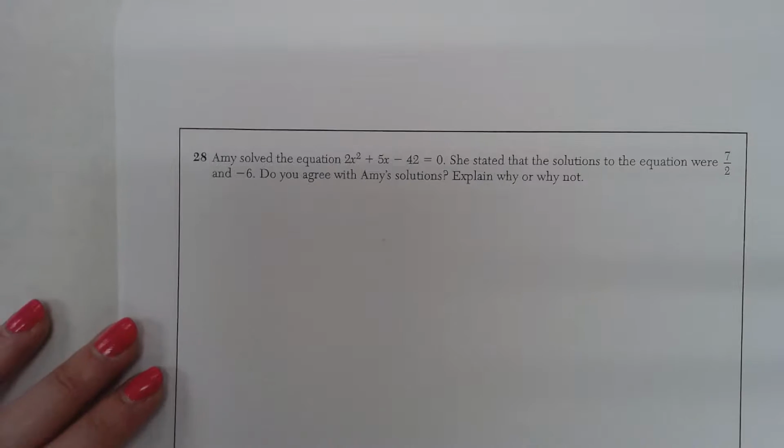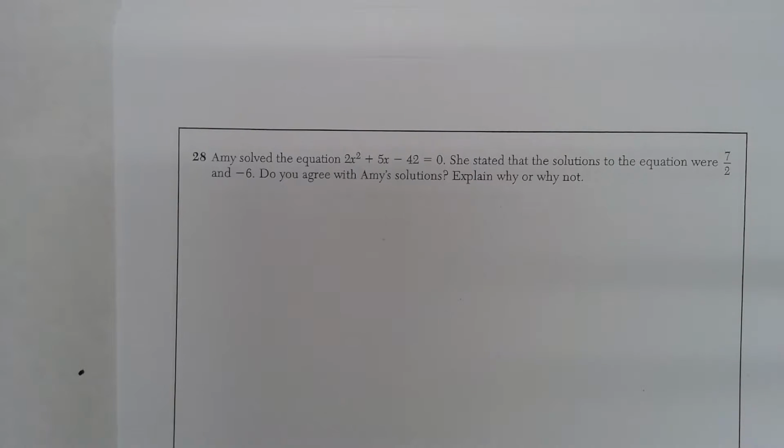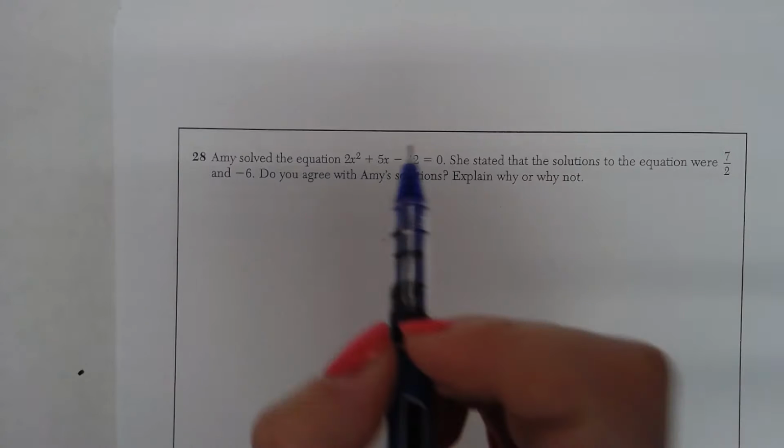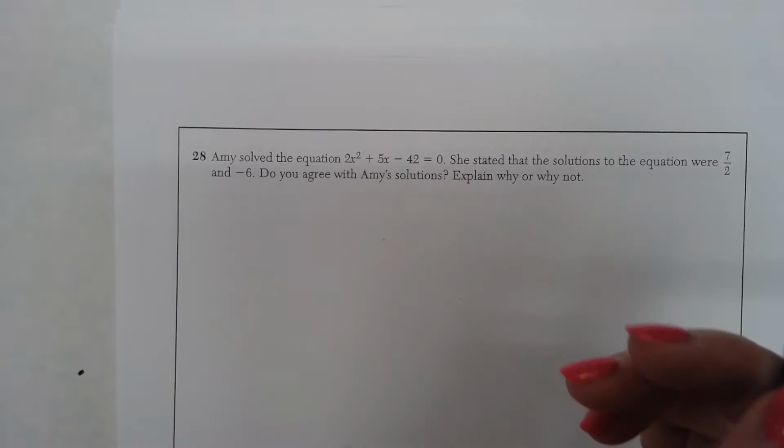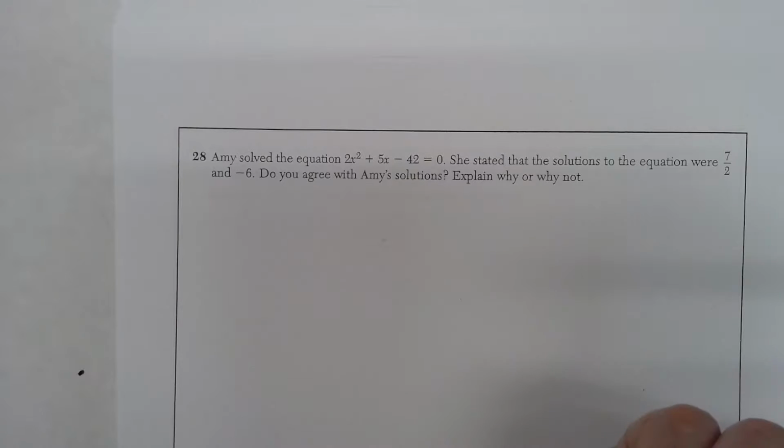28. Amy solved the equation. She stated the solutions of the equation were 7/2 and negative 6. Do you agree? And explain why or why not. So there's a couple different things I could do. I could go through and solve this myself and see if I get the same answers. Or I can just check to see if these answers work. So you can do whatever you want. I'm going to check them.